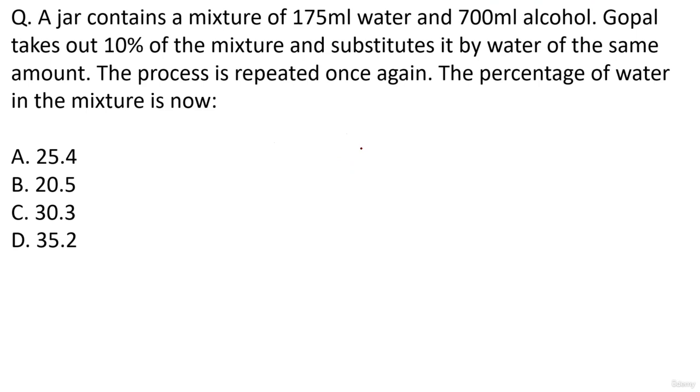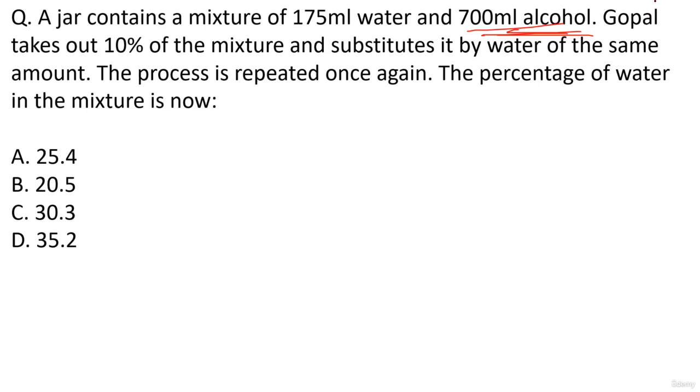A jar contains a mixture of 175 ml water and 700 ml alcohol. Gopal takes out 10% of the mixture and substitutes it by water of the same amount. The process is repeated once again. The percentage of water in the mixture is now. Okay. Now, first of all, I'll solve this question by taking the dilution of alcohol. The simple reason is that in this question, the mixture is being removed and an equal amount of water is being added, not alcohol, right? Isn't it?